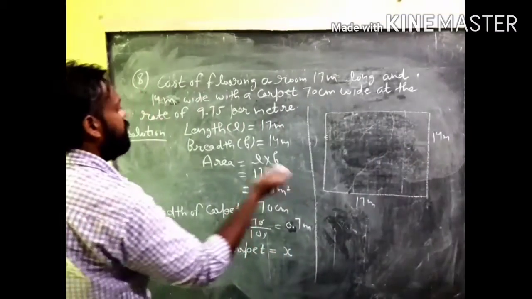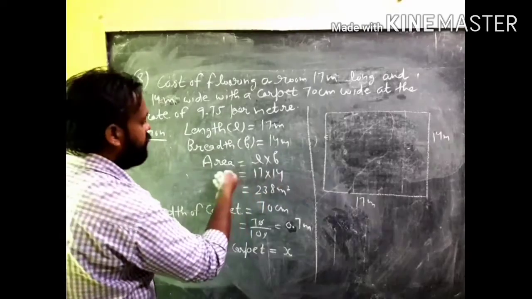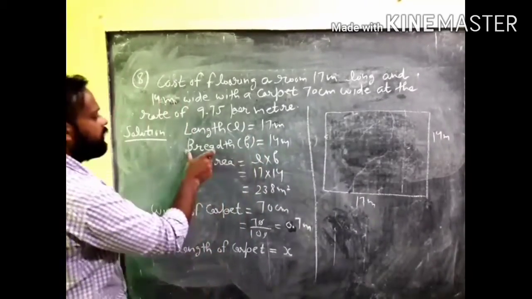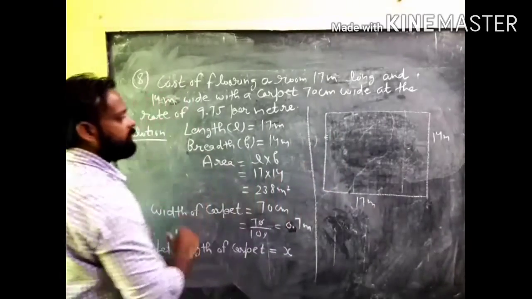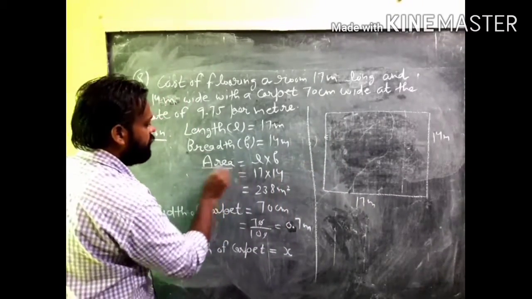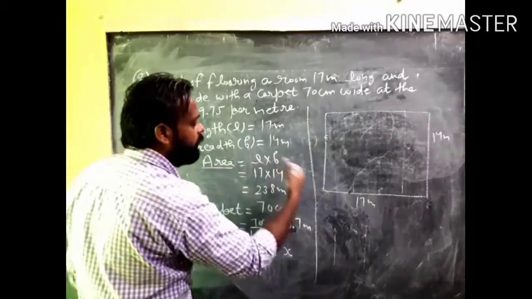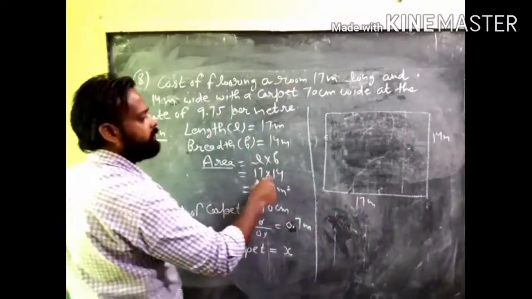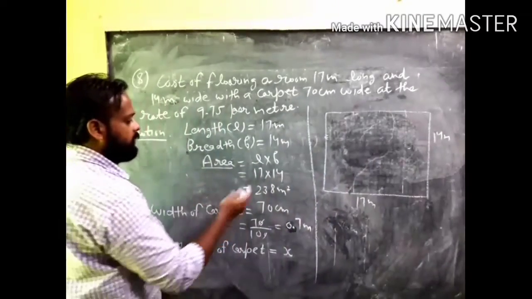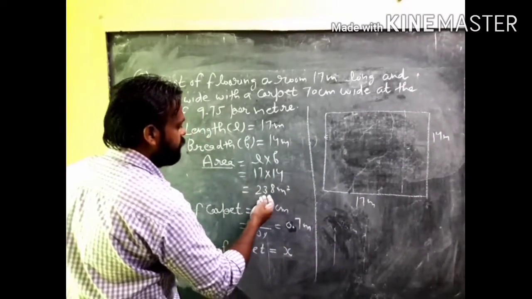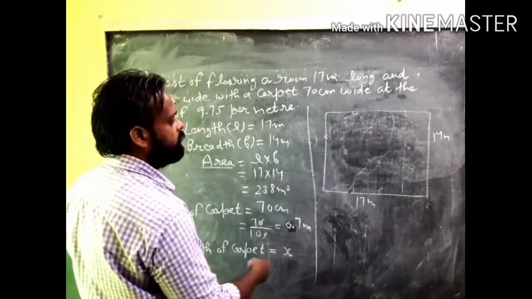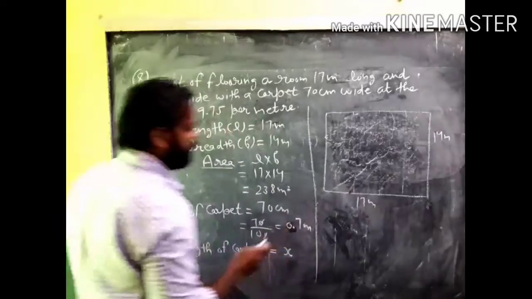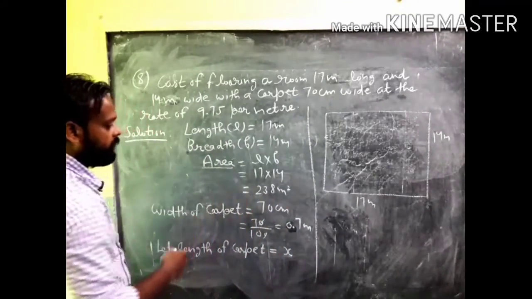Now you can see it is very simple. We can simply apply this formula. The length is given, that is 17 meters, and the breadth is 14 meters, and we can find the area by applying the formula L into B, meaning length into breadth. So the length is 17 and the breadth is 14. 17 into 14 will become 238 square meters. So this is the total area that we want to cover, that is 238 square meters.